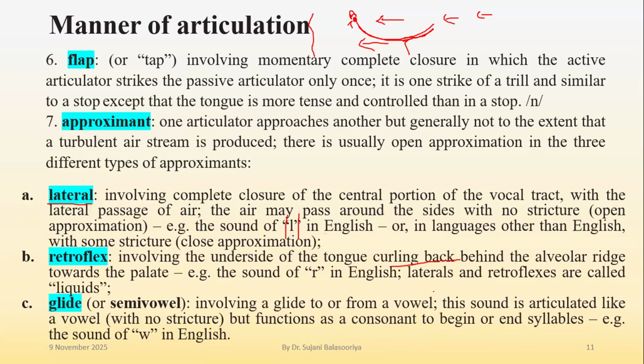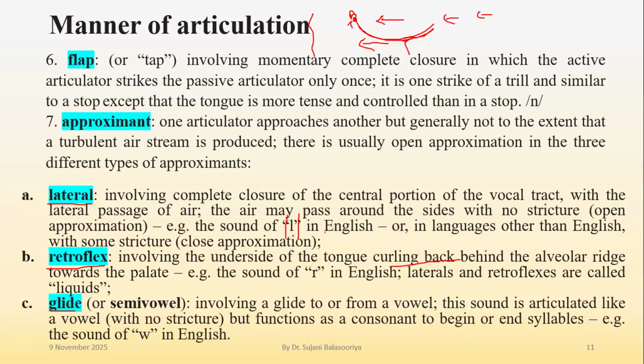Laterals and retroflex are called liquids too, right? Anyway, you basically follow. I have taken these parts directly from the module, but be clear with this idea, okay? One approximant category is lateral, another is retroflex. The third category is glide. What happens in retroflex? The tongue curls back in producing the consonant.